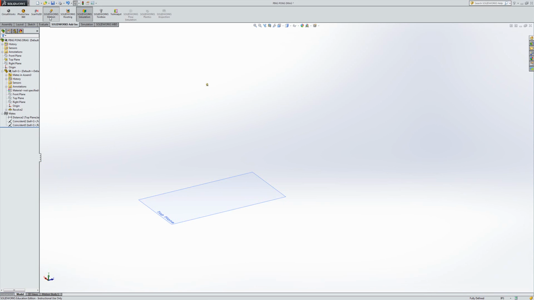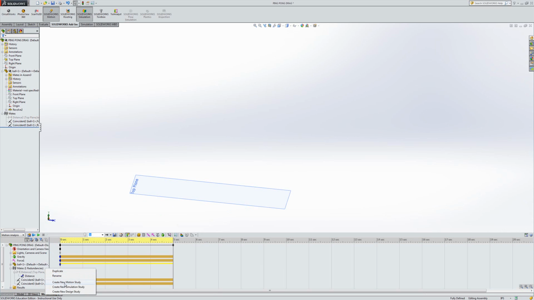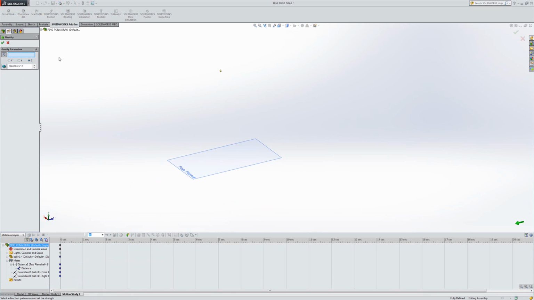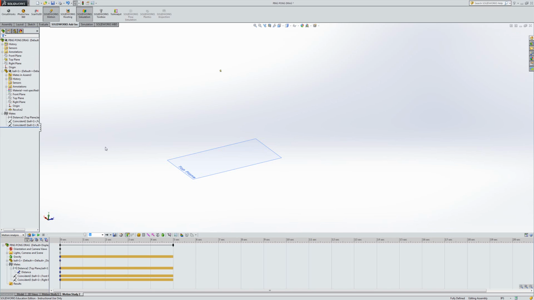Make sure motion is activated in add-ons and set the motion study type to motion analysis. Now turn gravity on and set it to the correct direction. Suppress the vertical distance mate and calculate the results. You should see the ball fall freely. You might have to press the rebuild button if the ball doesn't move.